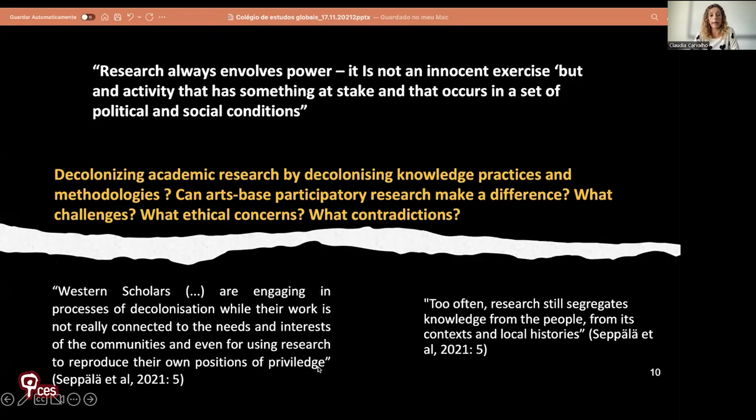Okay, so research, as we know, always involves power. So we cannot think about it as something neutral, because it's never neutral. But the issue here is, how can these approaches, arts-based participatory research, make a difference? And what challenges do they bring to us? And what contradictions also?